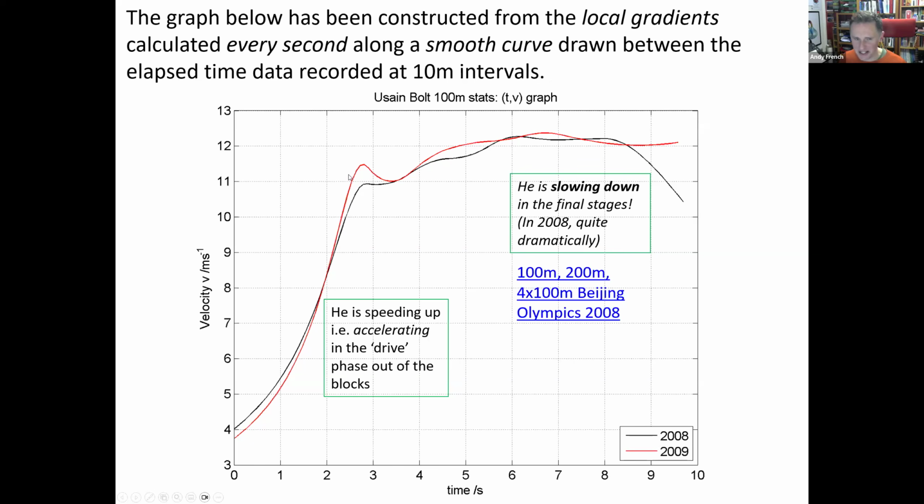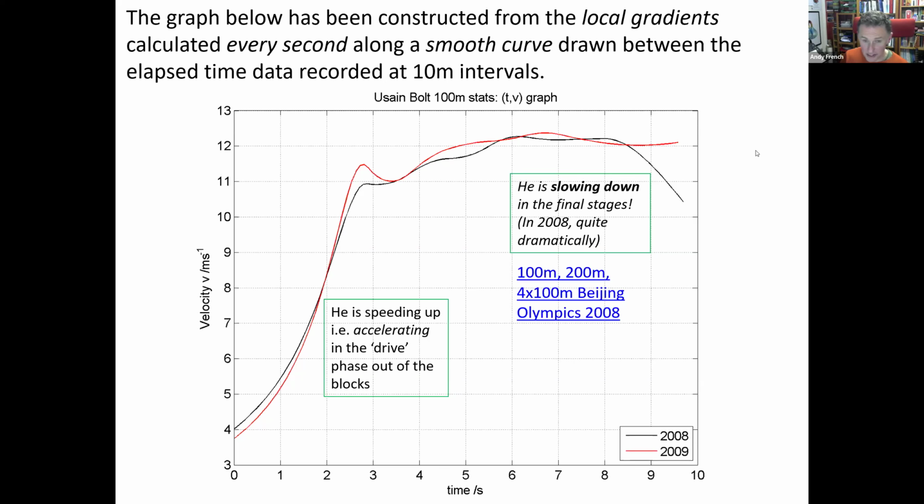But it's kind of tantalizing to think that if he didn't do that, would he have reached 12 meters per second before 4 seconds and maybe got under 9.5 seconds? We'll never know, but there we go. In principle, you could use this curve to maybe predict what Usain Bolt could have done if he'd run an absolutely perfect race. So there we go.